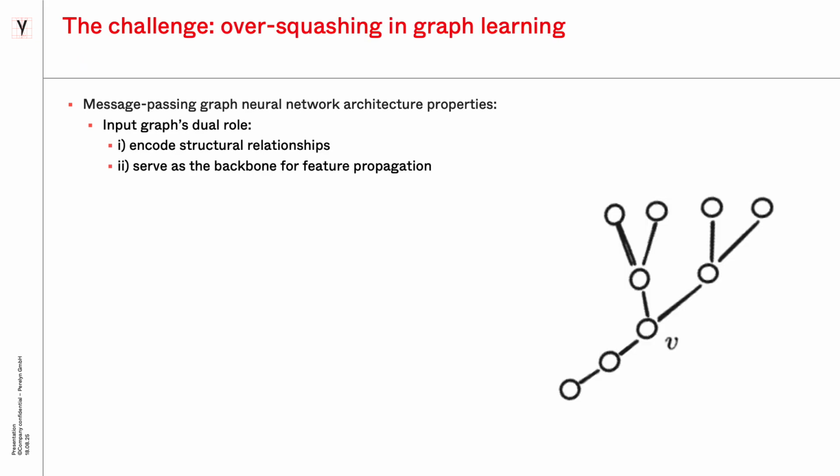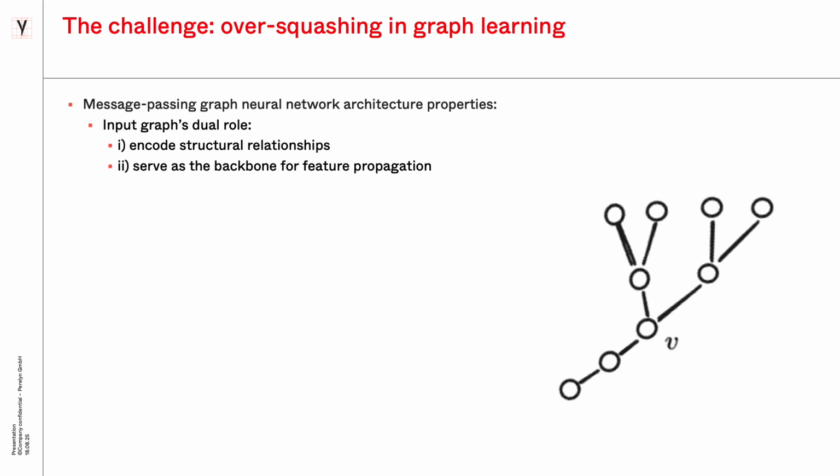The challenge we wanted to address with our lifting was that phenomenon of over-squashing that we already heard of today. We looked into message passing graph neural networks. As you might know, for graph neural networks in general, in particular for message passing graph neural networks, the inferred graph has this dual role, right? It encodes the relationships among nodes, but it also serves as the backbone for feature propagation.